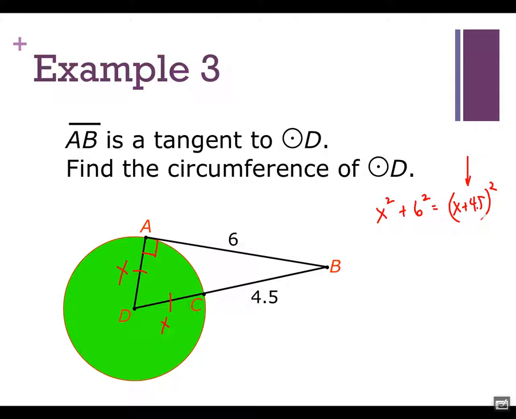You might get 2 answers. You might not get 2 answers. This one you won't get 2 answers. But if you do get 2 answers, then you have to use common sense. If I get a negative answer, I can't have a negative radius. It would cause a gap in the space-time continuum and kill all of us. So you eliminate that so we don't all die.